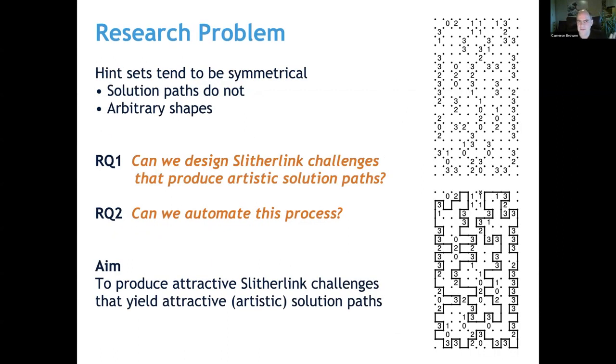Now, the hint sets tend to be symmetrical in good handcrafted challenges, but the solution paths do not. And the solution paths tend to be arbitrary shapes. So I'm looking at two questions. The first is whether we can design Slitherlink challenges that produce artistic solution paths. And the second question is, how can we automate this process? So the ultimate aim is to produce attractive Slitherlink challenges that yield attractive solution paths.